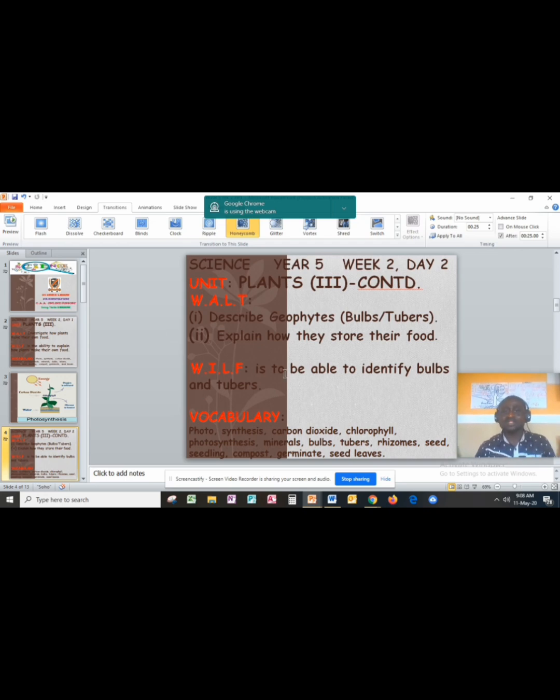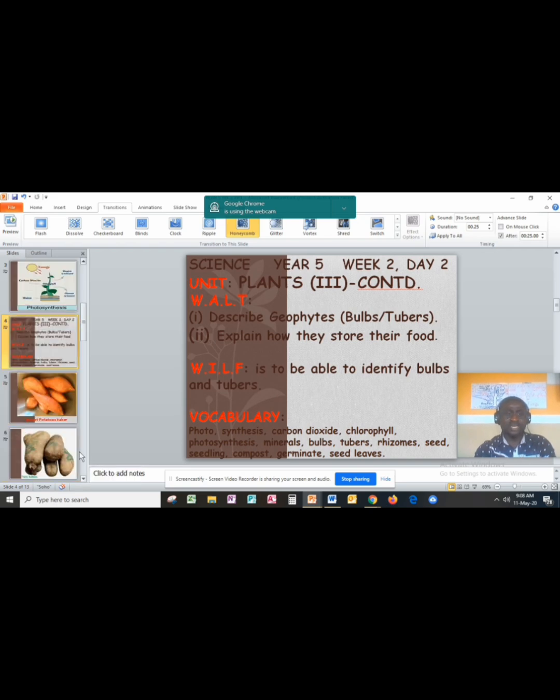For today, we are learning to describe geophytes in terms of bulbs and tubers. We're also learning to explain how they store their food. What I'm looking for is to be able to identify bulbs and tubers whenever you see them around you, especially in your mother's kitchen or the market where you buy them. Then also take your time to go through the vocabulary so that you can get acquainted with them using your dictionary or online search. Okay, without further ado, we're talking about geophytes.